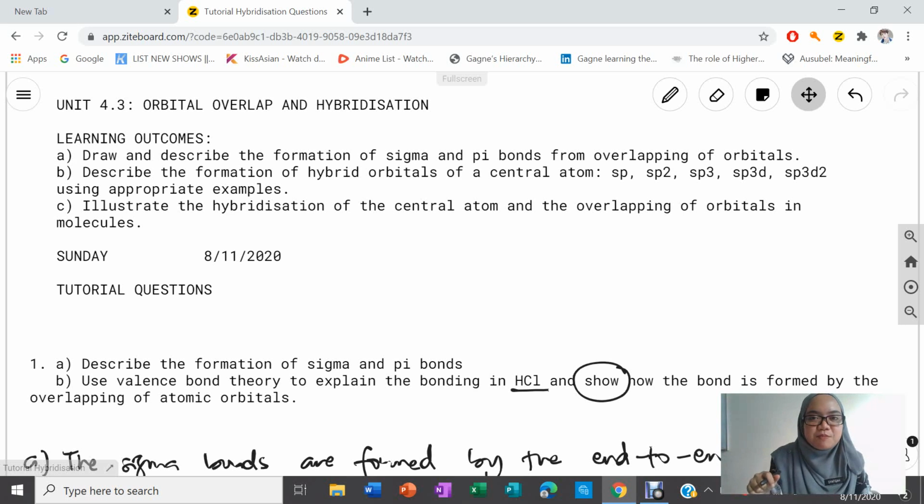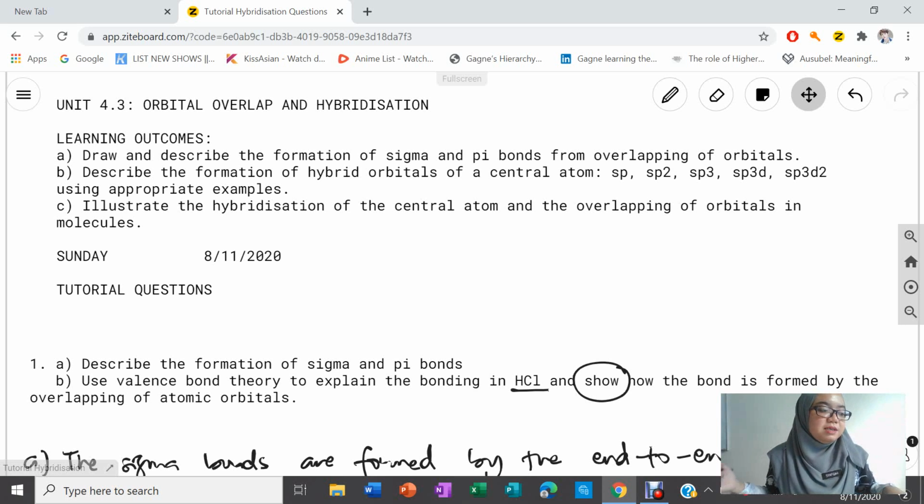Okay, last week we learned about chapter 4.3. I introduced you guys to what is orbital overlap, what is valence bond theory, what is hybridization, and a lot of things actually. So today, we're going to look at the tutorial questions, and I will explain to you how to answer these questions in your tutorial books. Not all questions will be discussed, but certain questions that caught my eye I will discuss.